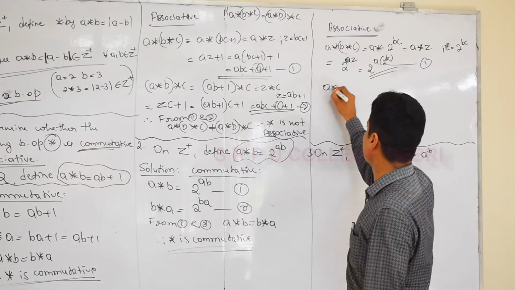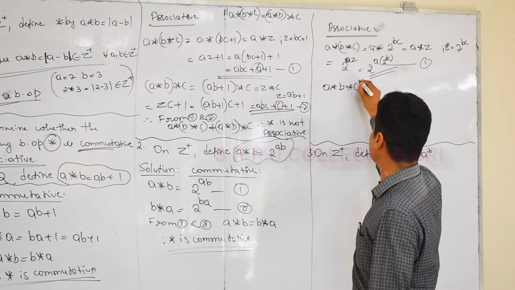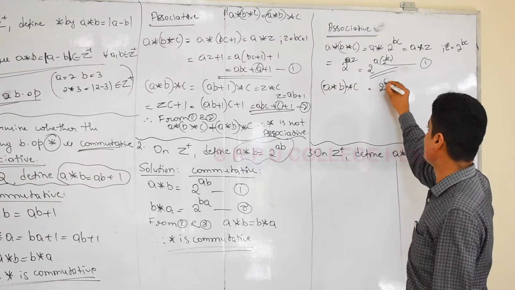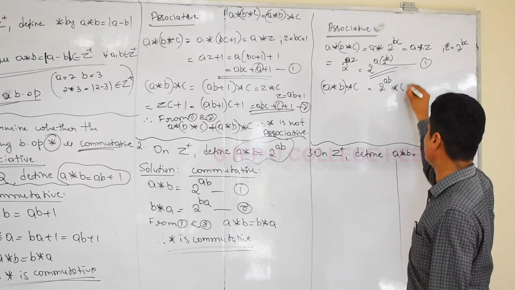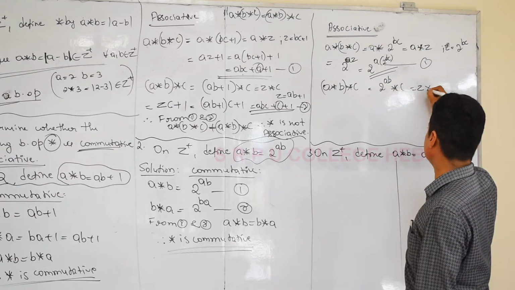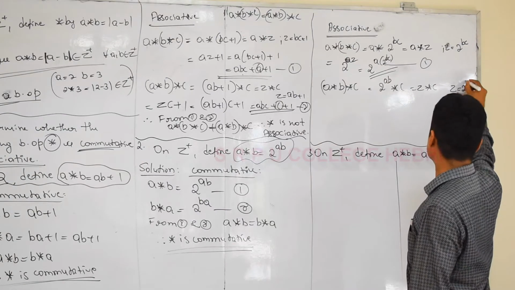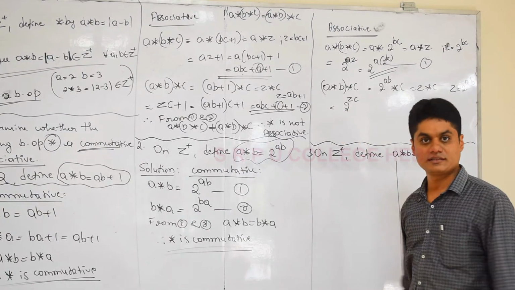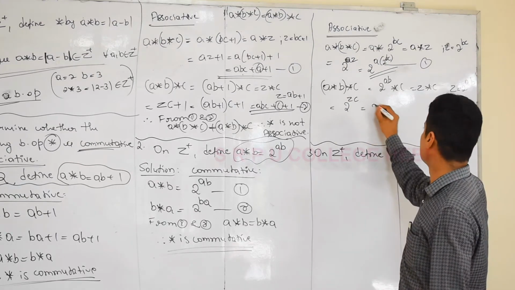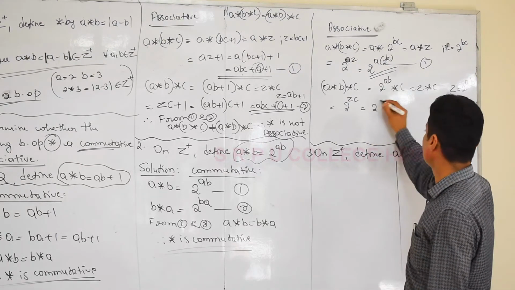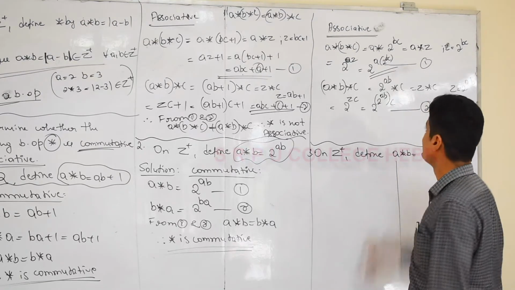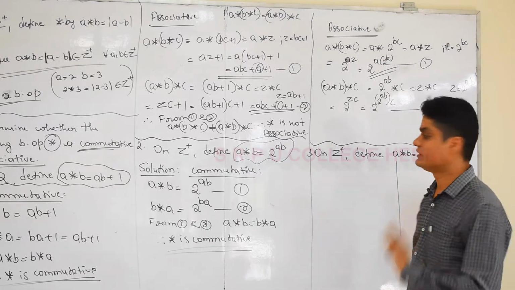Next condition, A star B star C. What is A star B? 2 power AB star C, correct? Take this as Z. Again the same procedure, 2 power ZC, right? What is 2 power Z? 2 power AB into C. Here also simplification is not possible, so let it be as it is.